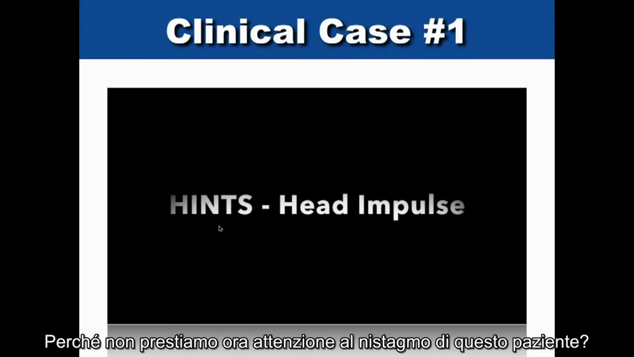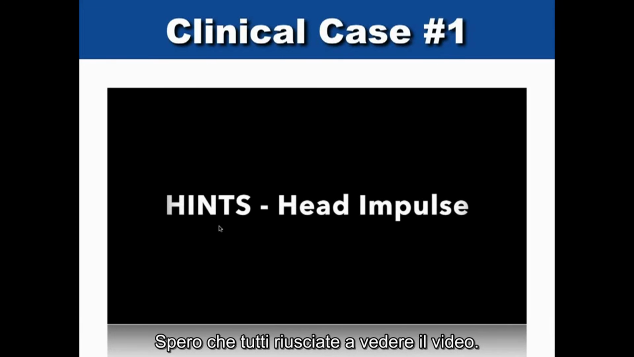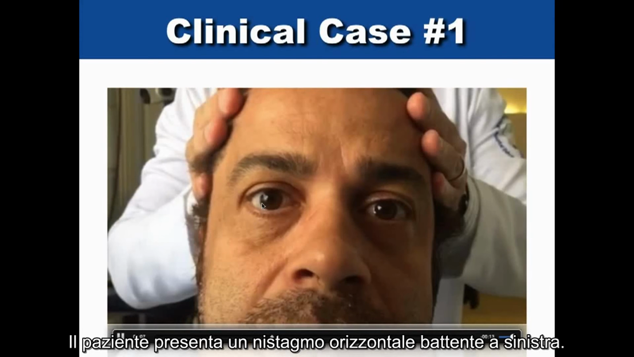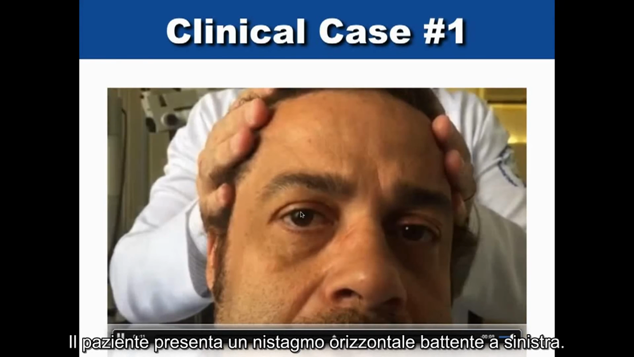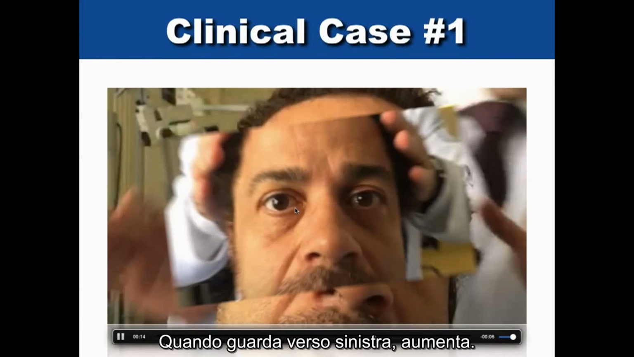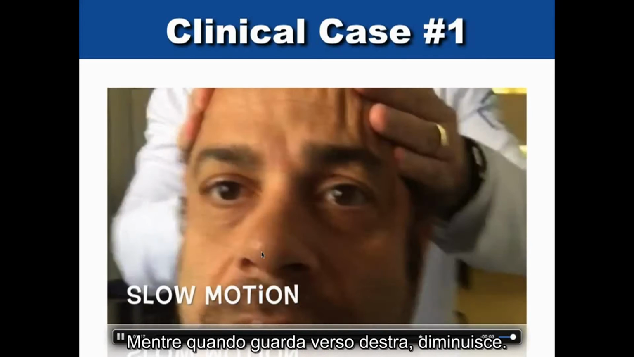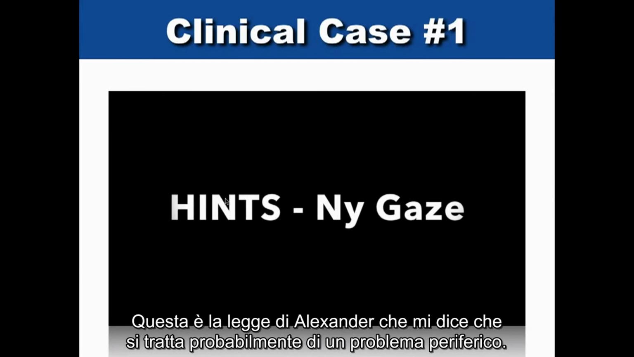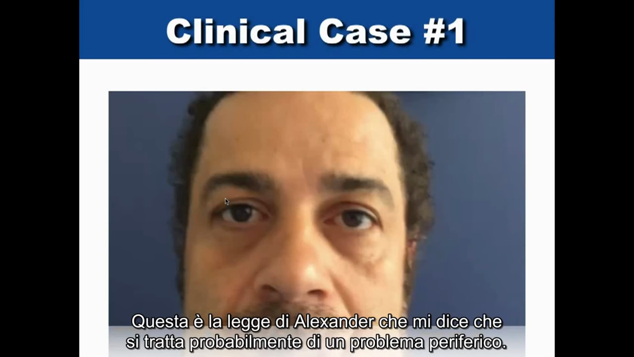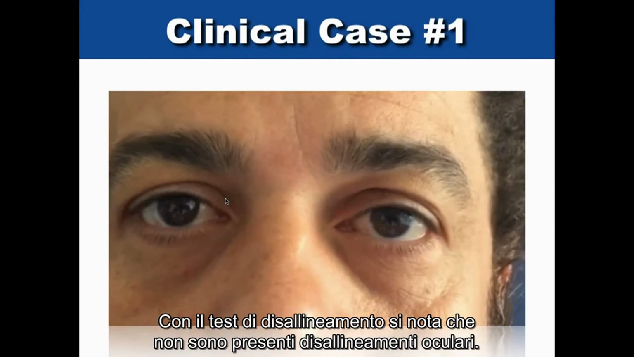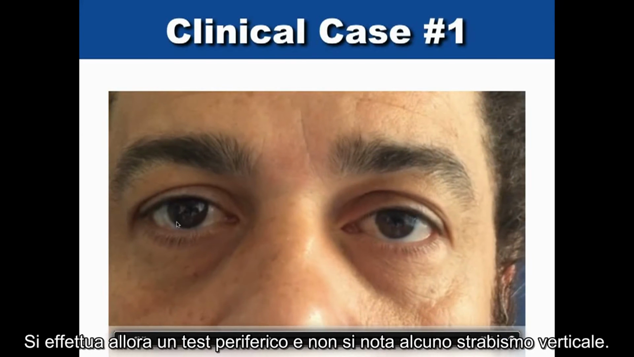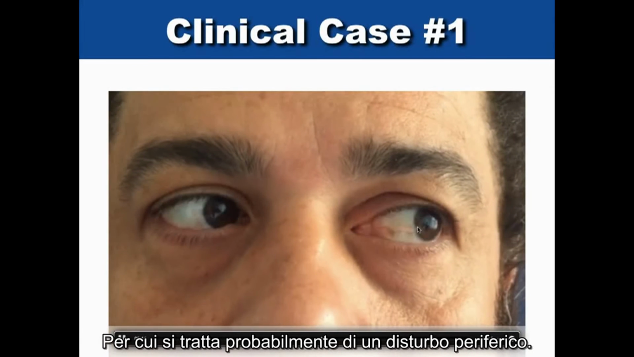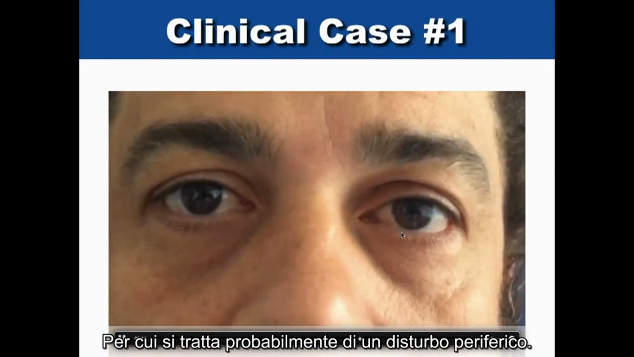When we pay attention to the nystagmus of this patient, I hope everybody is seeing the video perfectly, this patient has a left-beating horizontal nystagmus. When he looks to the left side, it increases, and when he looks to the right side, it decreases. This is Alexander's law, and it tells me that this is probably a peripheral problem. And for the test of skew, there is no skew deviation. You do a cover test and you see no vertical strabismus, which is probably a peripheral disease.